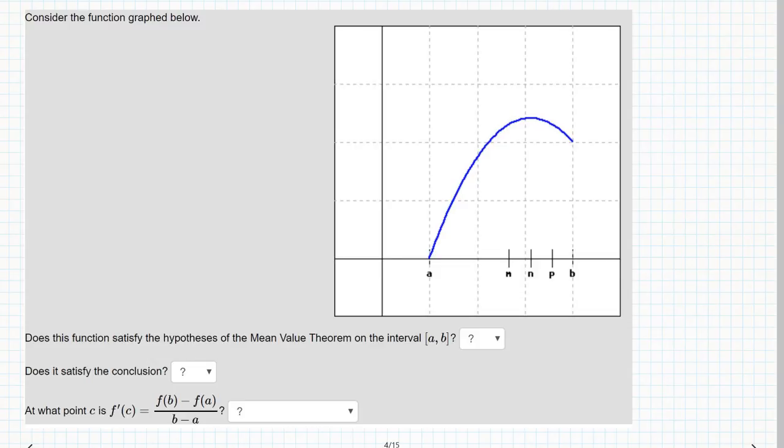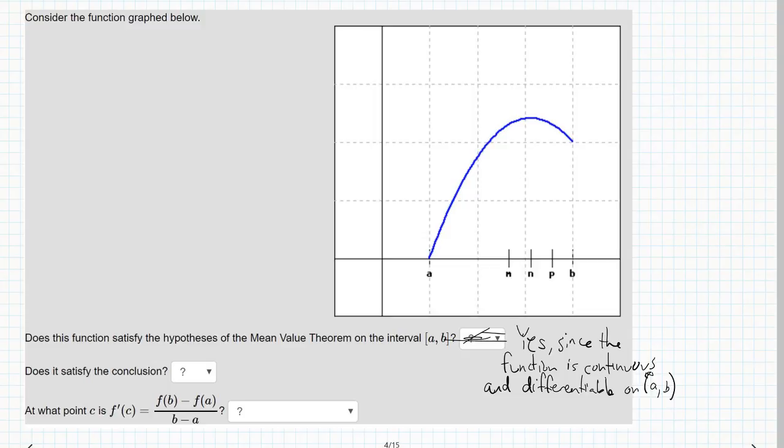And so our answer, I don't know what the drop downs were, but the answer is yes, since the function is continuous and differentiable on the interval AB. Okay? So we have the continuity and differentiability on that interval. You can change that to the closed interval as well.